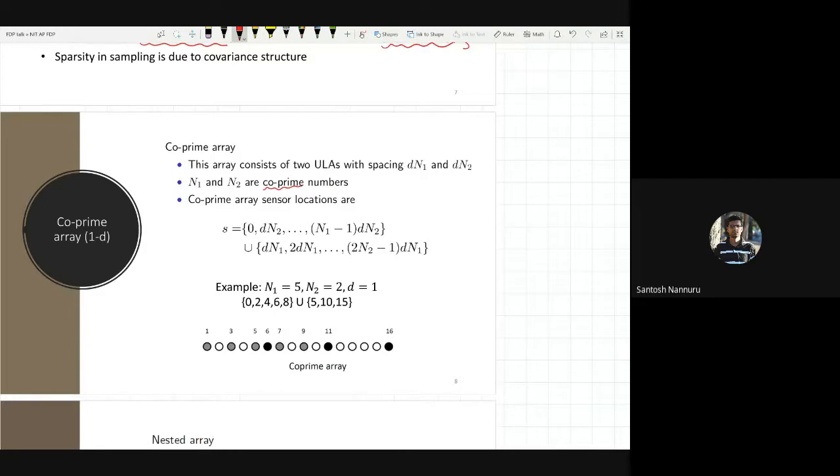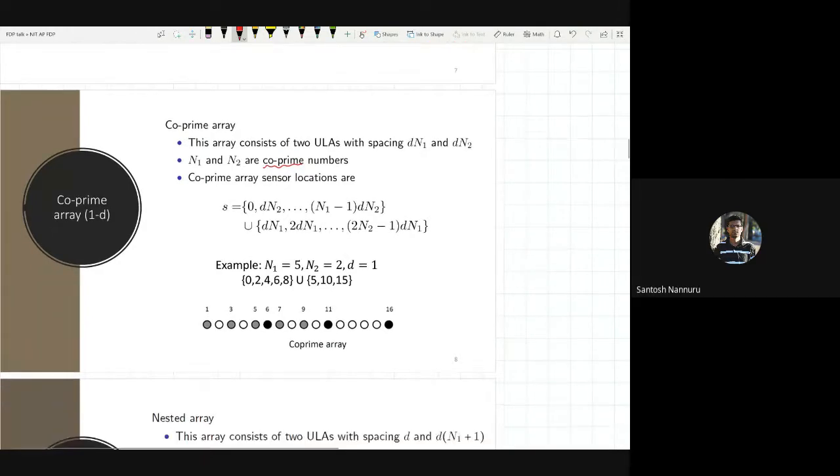So you take two ULAs with such spacing and combine them, you take the union of these two. This is the first ULA, ULA1, and then you take another ULA, ULA2, and just take the union to combine them, and that becomes your coprime array. ULA1 has spacing N2 and N1 elements, and ULA2 has spacing N1 and 2N2 minus 1 elements. So there's a specific geometry which is recommended here. Why this is recommended, we'll come to it.